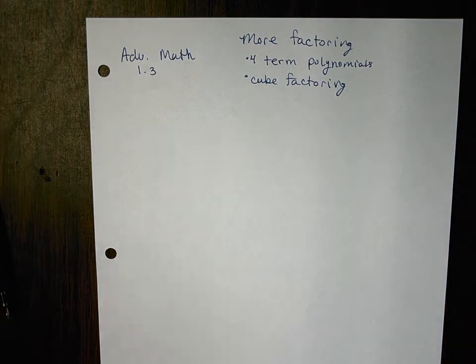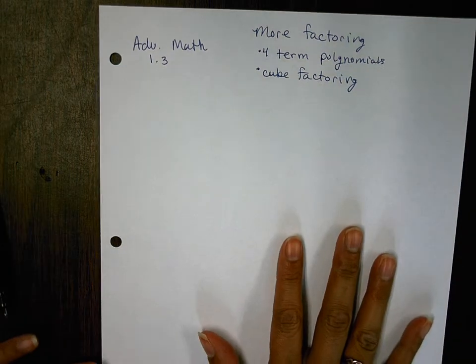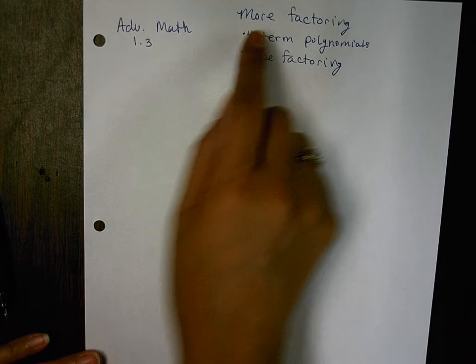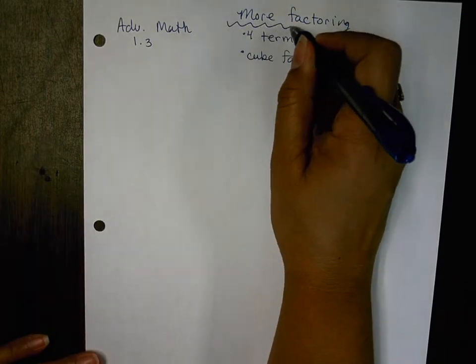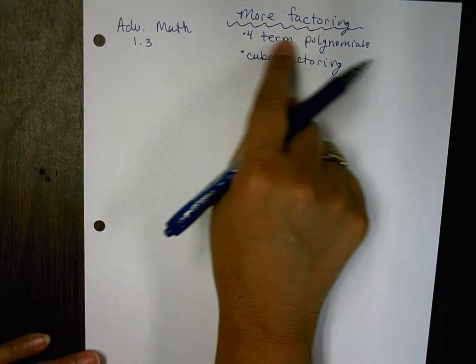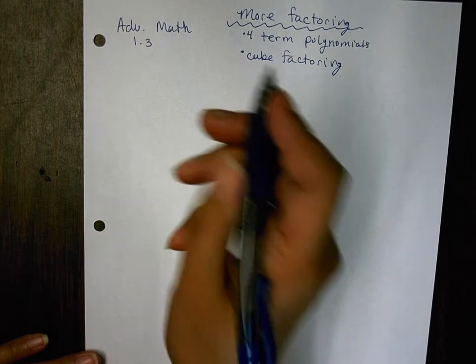This is Advanced Math, Unit 1, Lesson 3. That's Advanced Math 1.3 notes. Today we're going to continue with our factoring, focusing on 4-term polynomials and cube factoring.